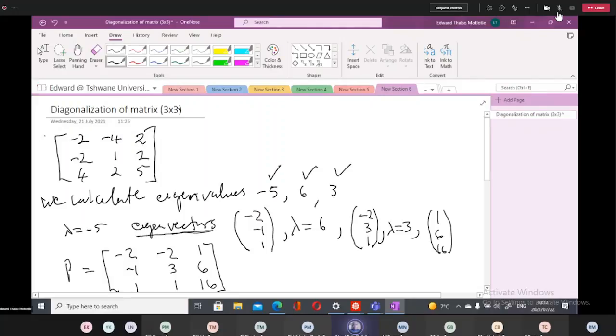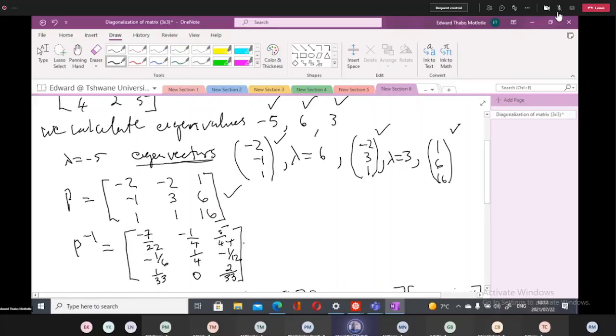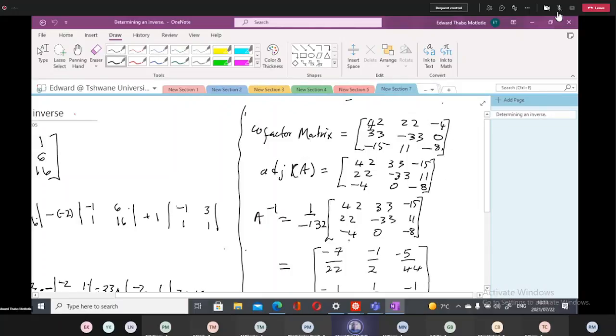So, did we determine the eigenvectors? The answer is yes, we've already done that, so I don't have to go through this process. So now, P is equal to that: minus 2, minus 1 and 1, minus 2, 3 and 1, 1, 6 and 16. So this is my P. Now immediately after that, you have to determine the inverse. Here I used Mathematica to determine it, but this morning I decided that no, let me do it by hand. So this is the process that you are going to follow.